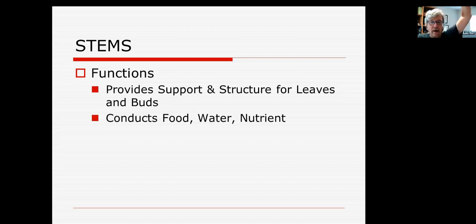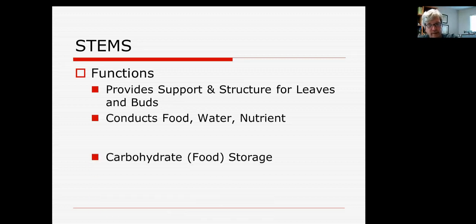And the same thing with the food that's being made. The carbohydrates that are being made are taken from the top where the leaves are and moved into the roots and other stems. So it is conducting food, moving that in certain directions of the vascular system, and then moving water and nutrients up as well. So again, conducting food, water, and nutrients.